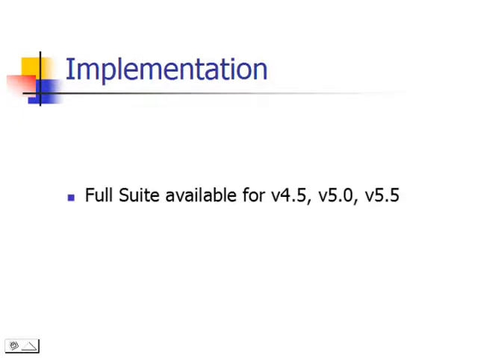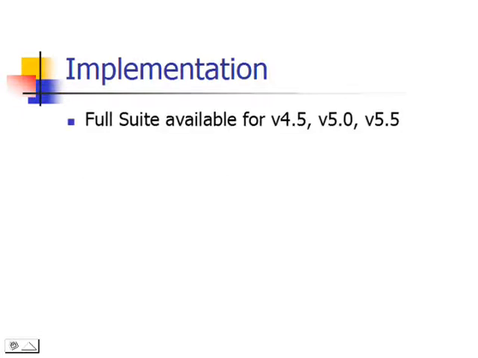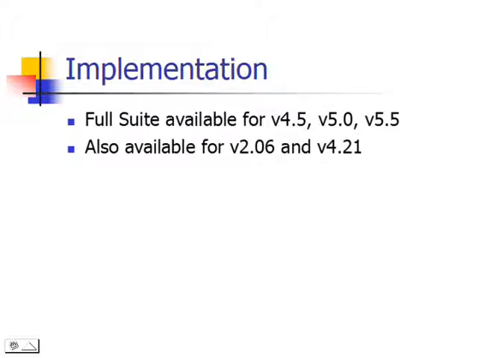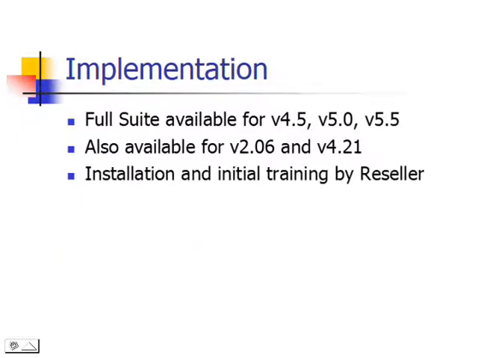Let's take a look now at what it takes to implement AP EFT. First off, the full eBanking suite is available for Solomon 4.5, 5.0, and 5.5, and it will be available on future versions of Solomon 6.0 and beyond. Also, this product, since it's the core product of the eBanking suite, had its roots back in Solomon version 206 and 421, and it is still available on those versions. The product is installed, and any initial training will be done by your local reseller. They're the ones that know your environment the best and are best able to get the product up and running on your system.